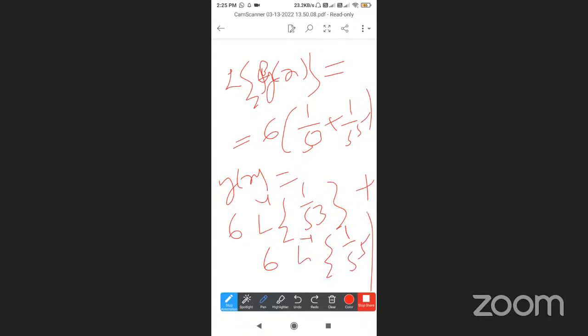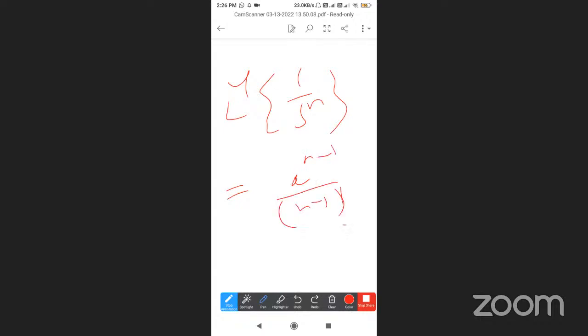What is the L inverse? This is the formula: the inverse Laplace transform of 1 by s to the power of n is equal to x to the power of n minus 1 by n minus 1 factorial. For example, L inverse of 1 by s cube is x to the power of 3 minus 1 by 3 minus 1 factorial, which is x square by 2 factorial.